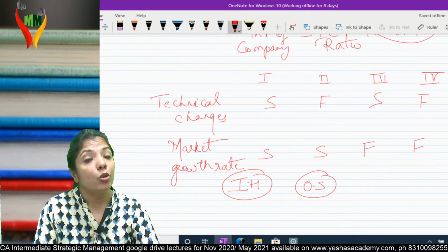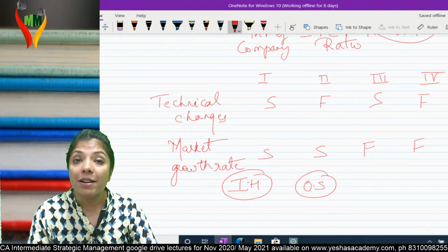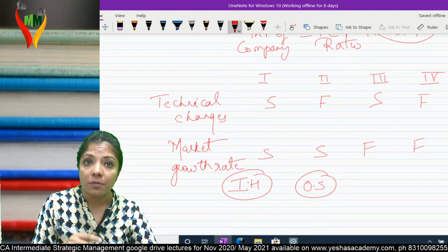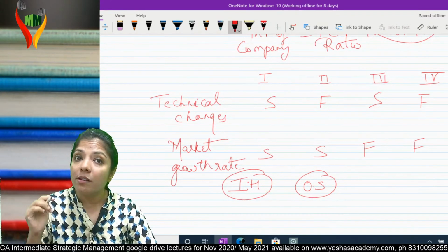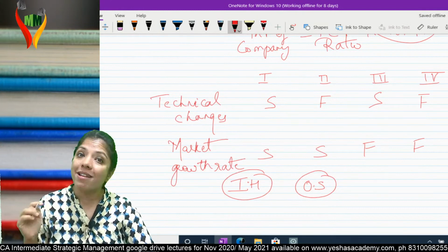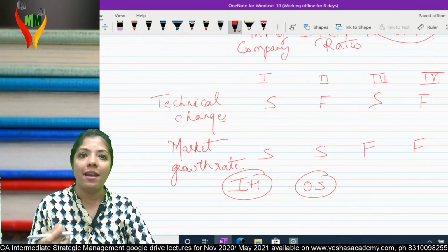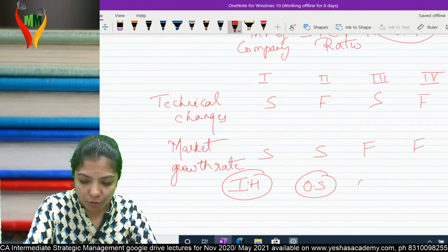Third, though technology is not changing very fast, customers are waiting for a new product. So whosoever comes first with a new product will grab the market, and who will come first? The one who is doing trial and error won't come first. So here also you should go for outsource.